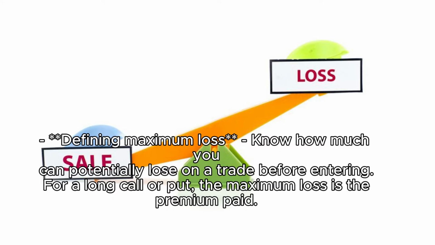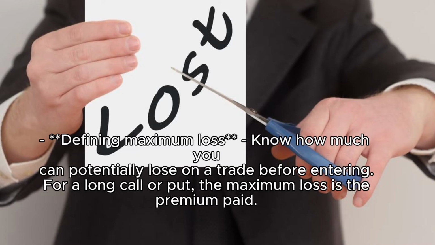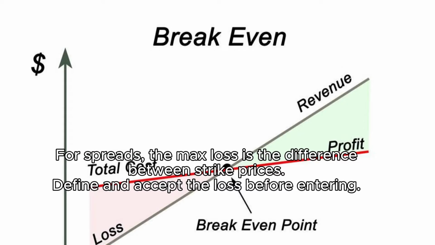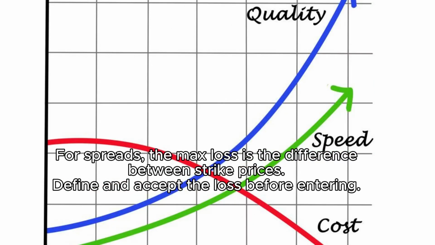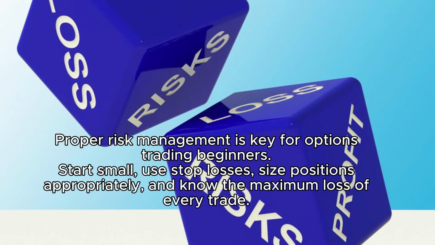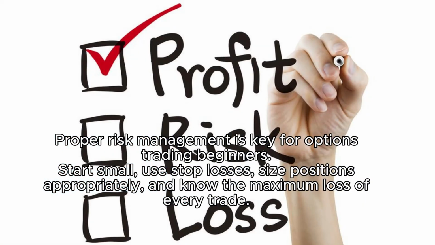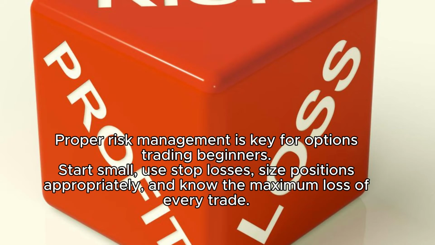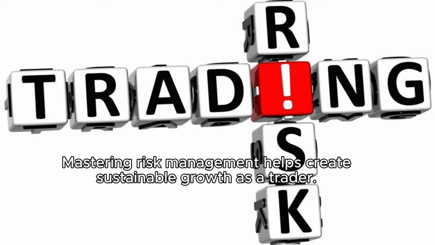Defining maximum loss. Know how much you can potentially lose on a trade before entering. For a long call or put, the maximum loss is the premium paid. For spreads, the max loss is the difference between strike prices. Define and accept the loss before entering. Proper risk management is key for options trading. Beginners, start small, use stop losses, size positions appropriately, and know the maximum loss of every trade. Mastering risk management helps create sustainable growth as a trader.